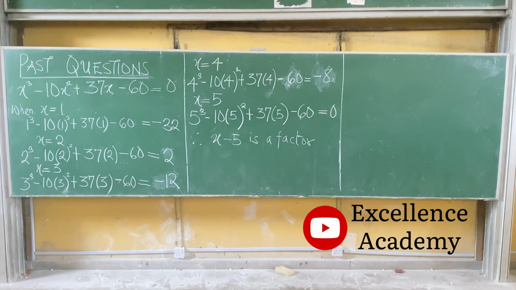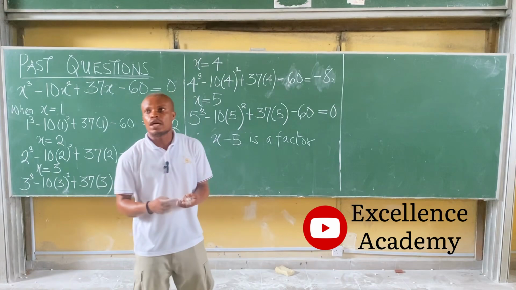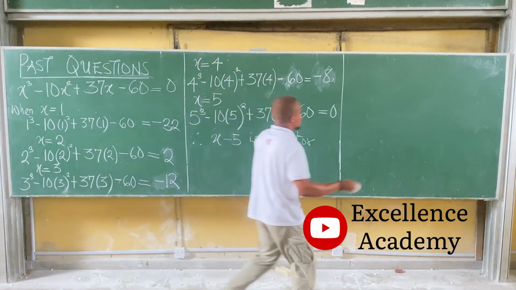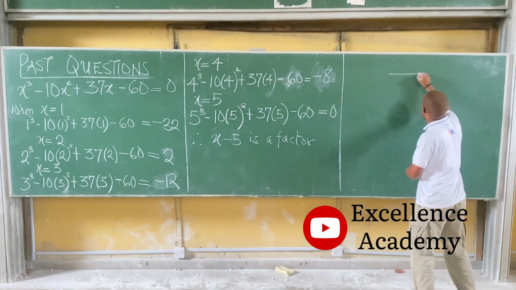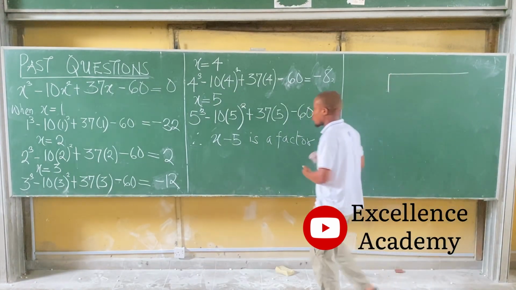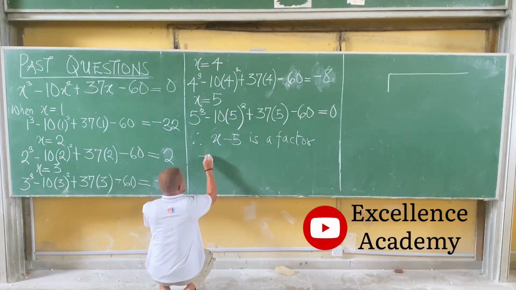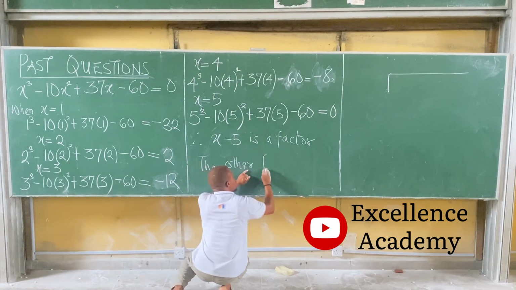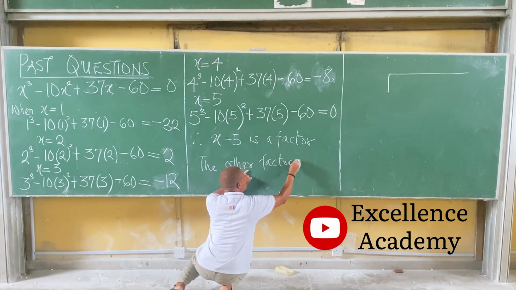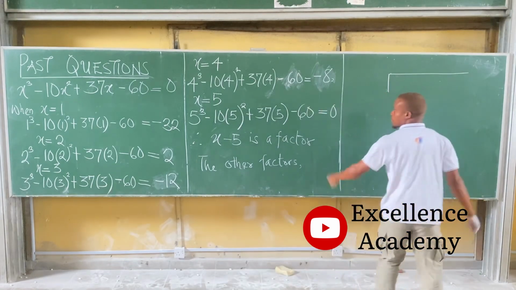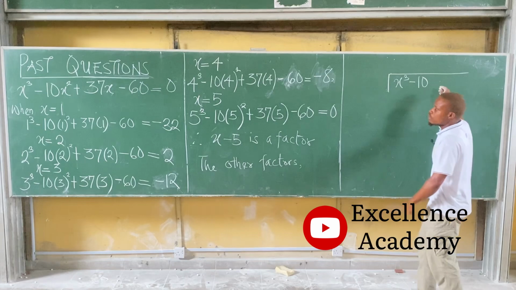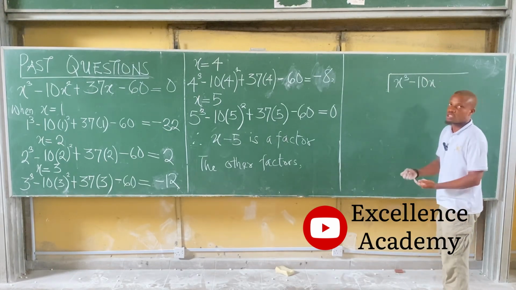So let's get the other factors. How do we get the other factors? Let's use our long division method for simpler understanding of what we are doing. So using your long division method, the other factors can be gotten as, let's check for the other factors, using the long division method.